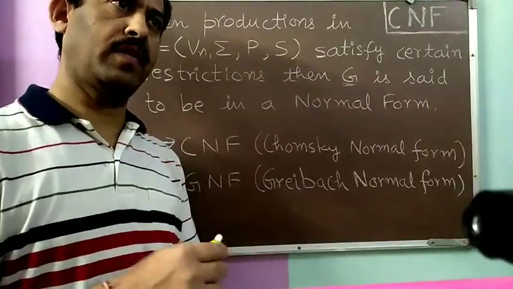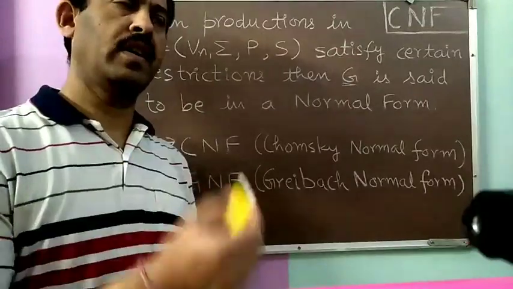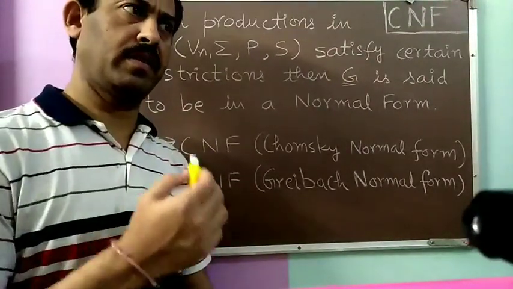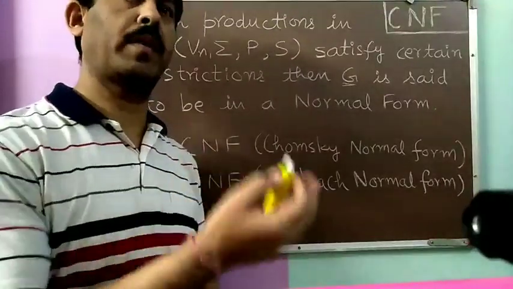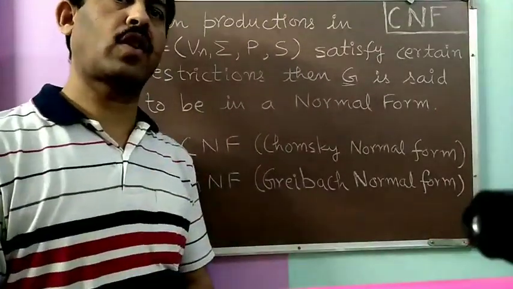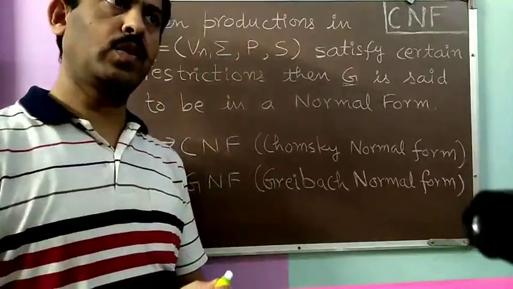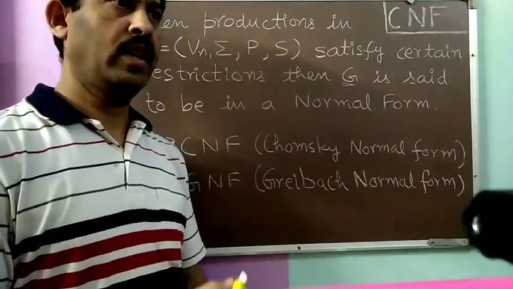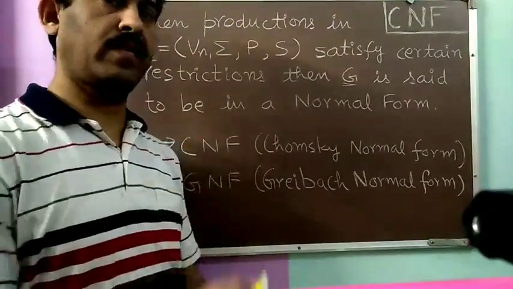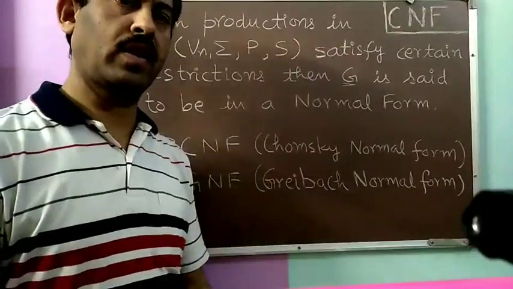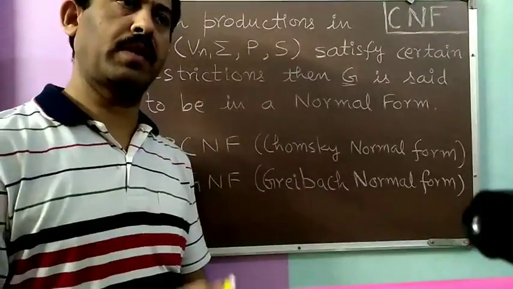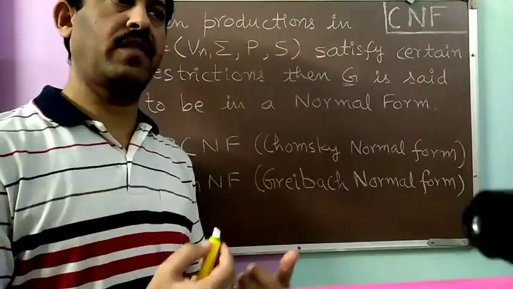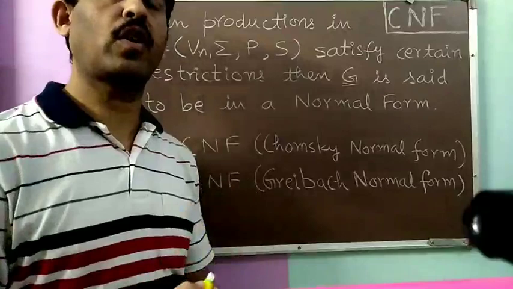Normal forms, we have already heard this term in databases. In databases, we have our databases in first normal form, second normal form, etc. The purpose of these normal forms in the databases is to make the operations of databases more efficient. Almost similar kind of purposes will also be there in the normal forms of the context-free grammar, that is CFG. We will have certain advantages if we put our CFG in normal forms.